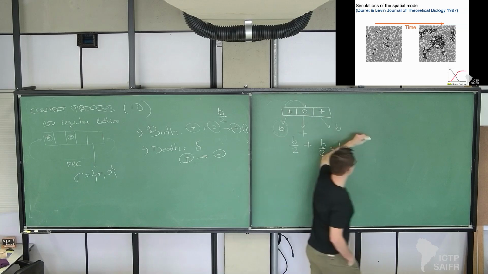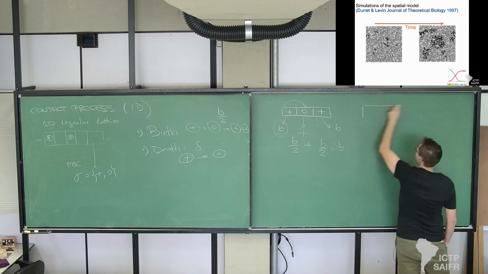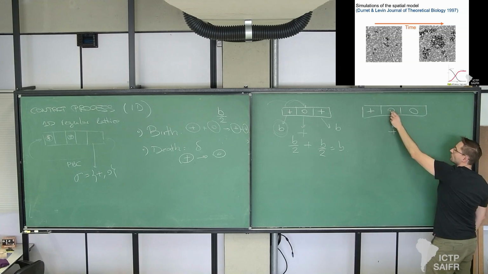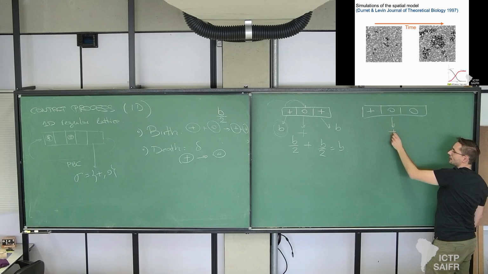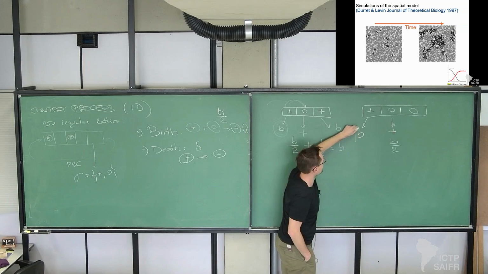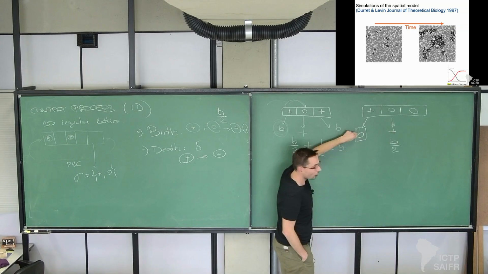But if I have a configuration like this, the rate at which this 0 is becoming a plus is going to be only B divided by 2, right? Because I only have one occupied place. But the rate at which this tree produces a seed is always B, because this is an intrinsic property of the tree.